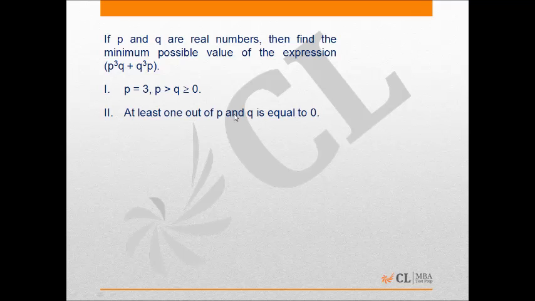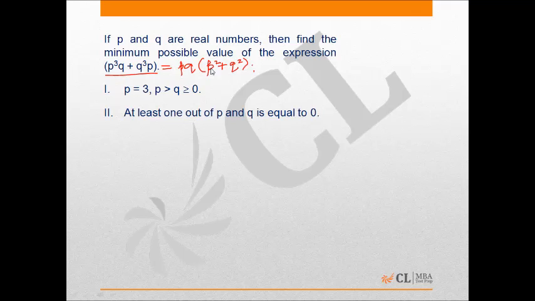This question on data sufficiency is a part of algebra. The question says if p and q are real numbers, then find the minimum possible value of the expression p cube into q plus q cube into p. This can be further written as, if I take out p and q common, I will be left with p square plus q square.